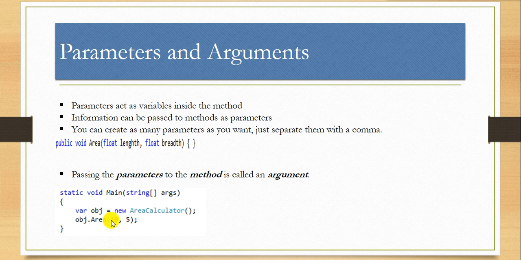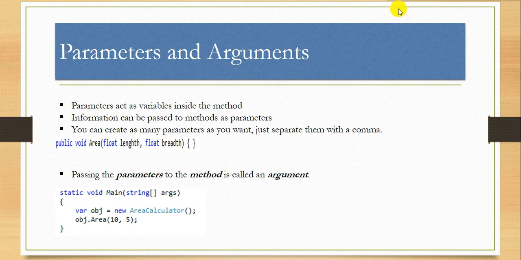So here 10 and 5 are the arguments. And you can create as many parameters as you want. Just separate them with a comma, just like I did here with the parameters float length and float breadth. I've separated them with a comma. Now we are going to do the Visual Studio demo.